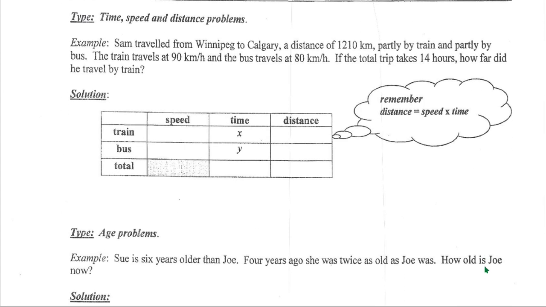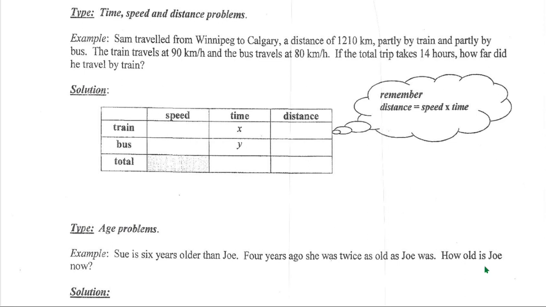So distance, speed, and time problems. Okay, so Sam traveled from Winnipeg to Calgary, a distance of 1,210 kilometers, partly by train and partly by bus. The train travels at 90 kilometers per hour, and the bus travels at 80 kilometers per hour. If the total trip takes 14 hours, how far did he travel by train?